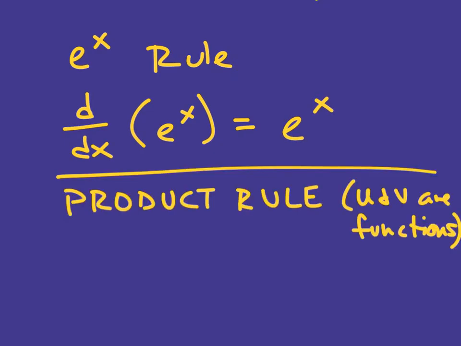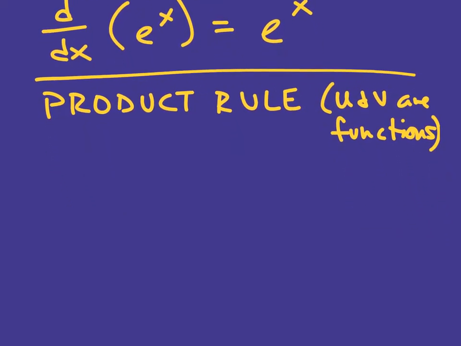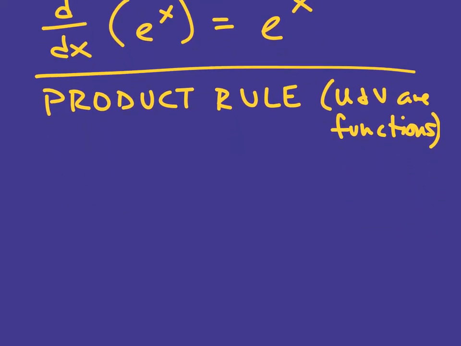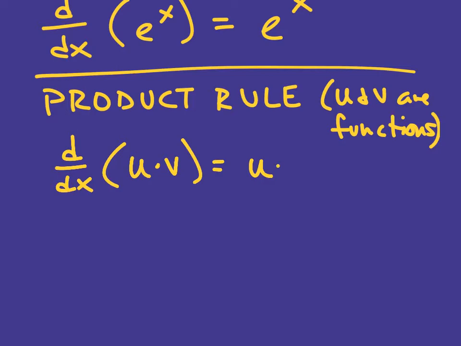Okay, the next one's the product rule. And in the product rule, u and v are functions. Okay, so we have to treat them like functions. And so if I were to take the derivative with respect to x of the product of two functions, u times v, then that would give you u times v prime plus v times u prime.